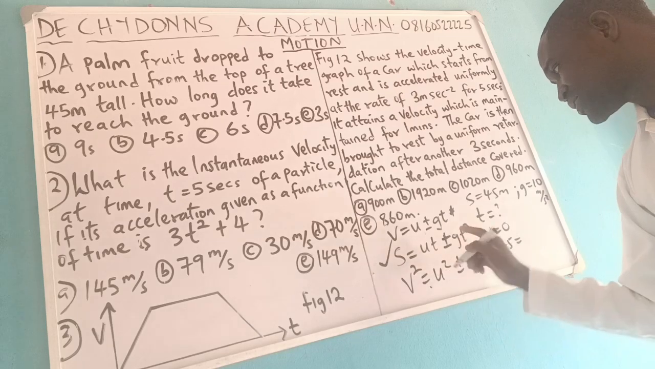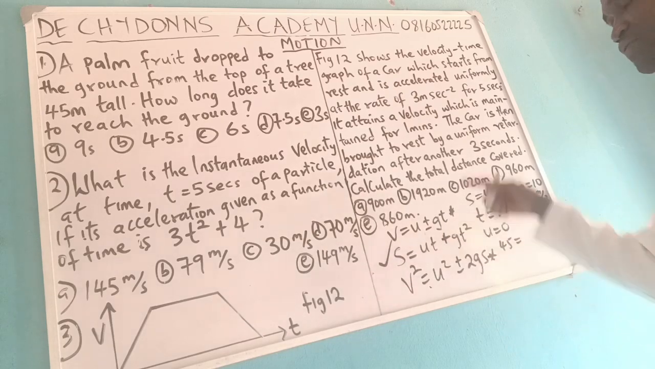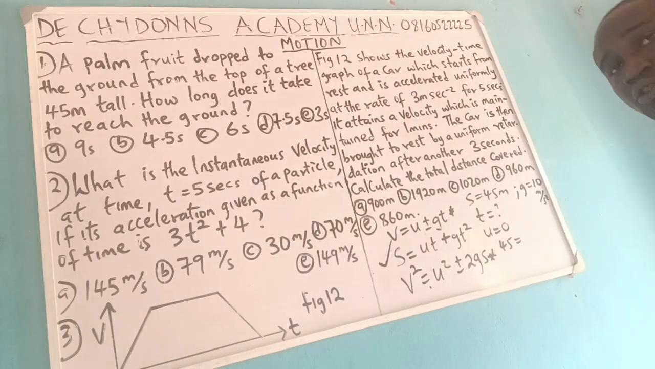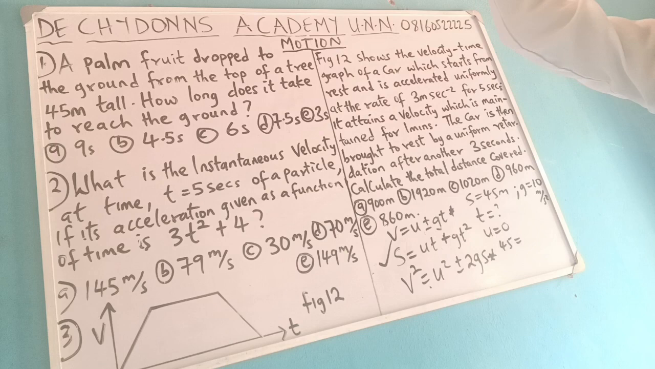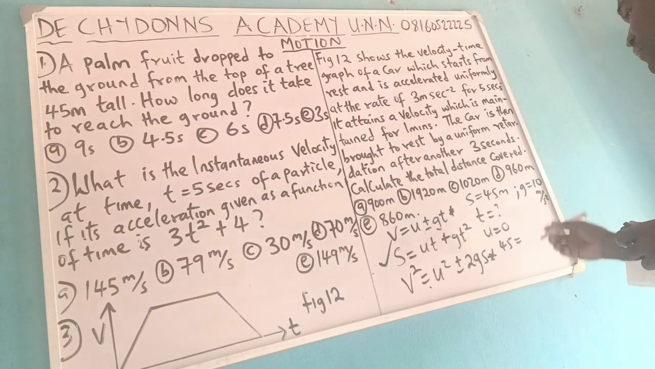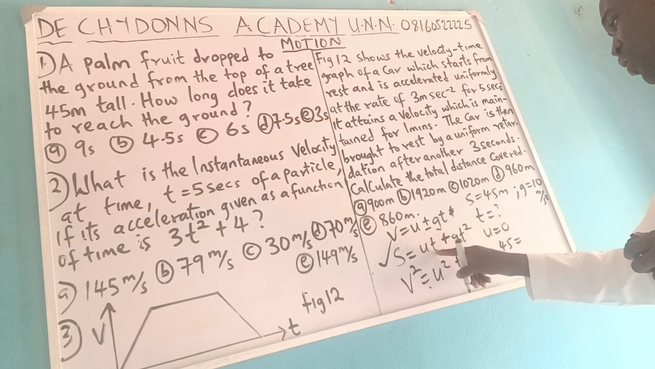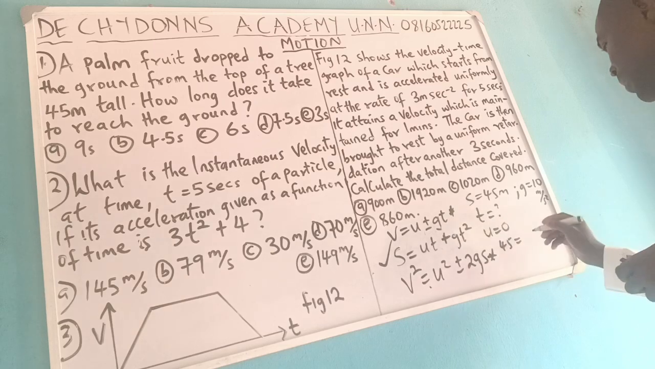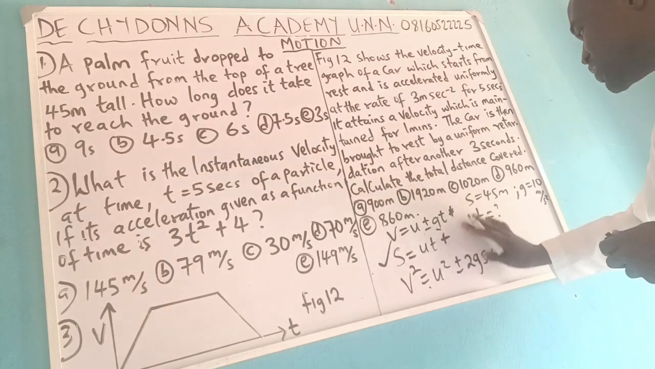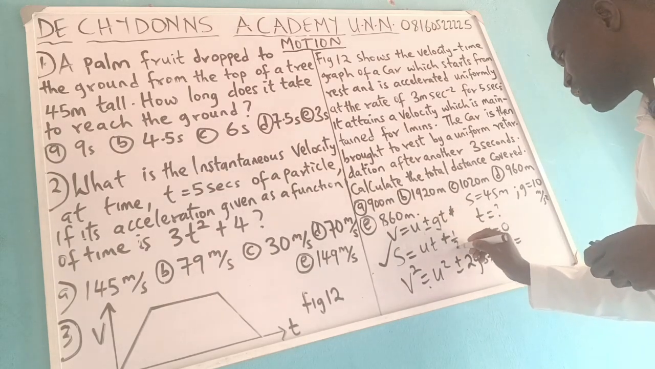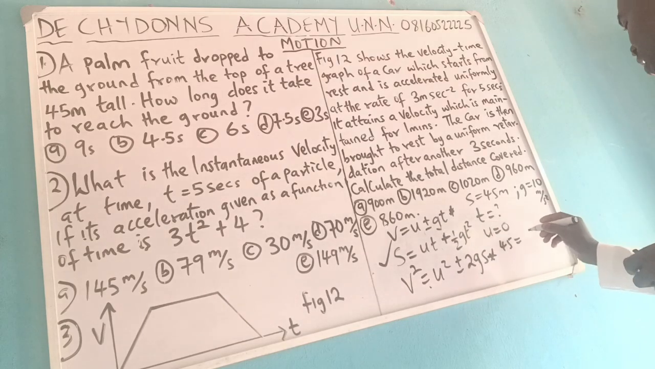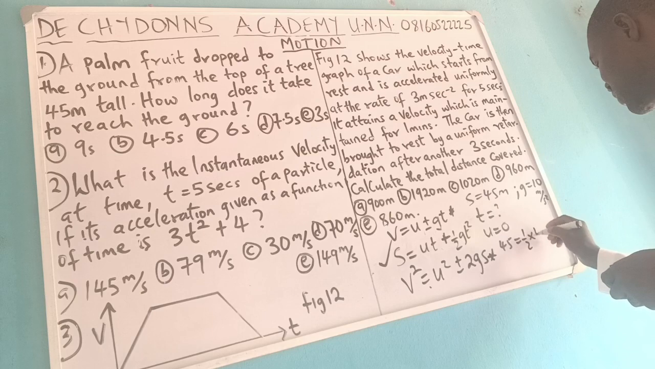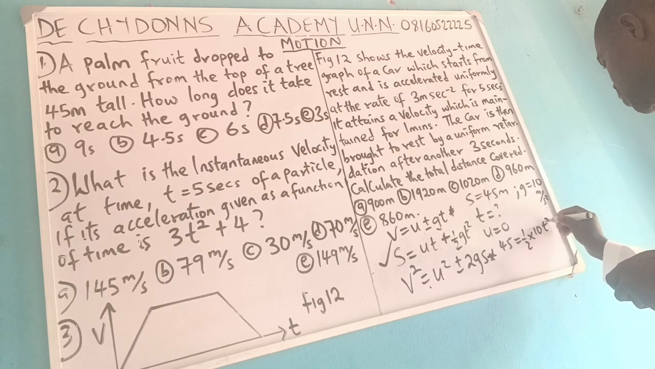That is s equals to what? Plus, because it's falling from the top. If you are throwing it upward, you use minus because you are moving against the gravity. So we'll be having here 0 times this is 0, gt squared. That means this is half gt squared, please, not gt squared. Half gt squared. Okay, so what we'll be having is half times 10 times t squared.